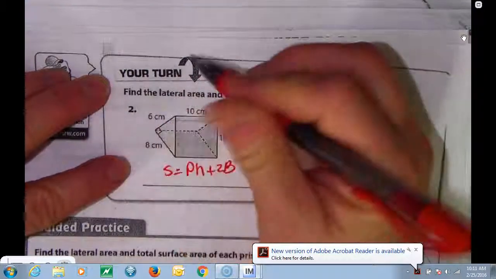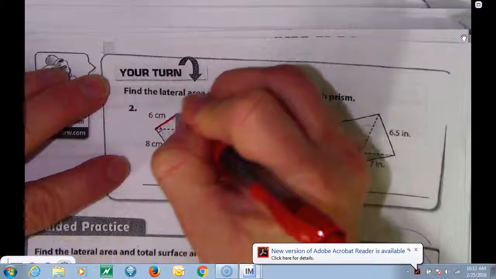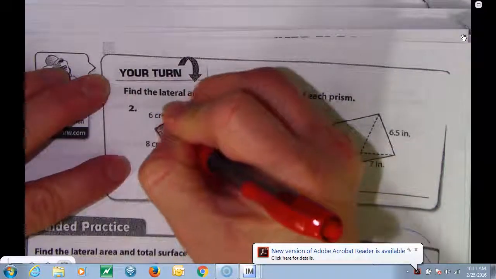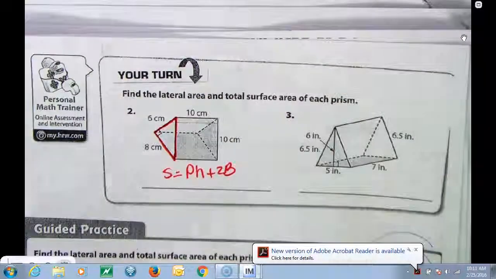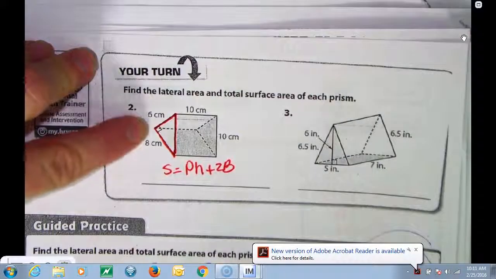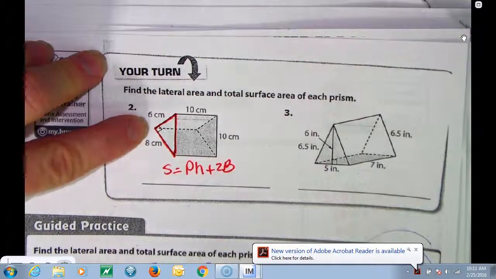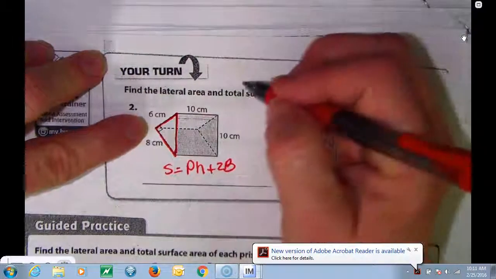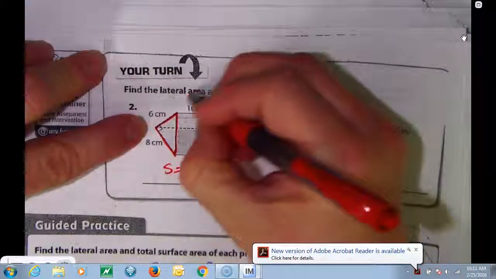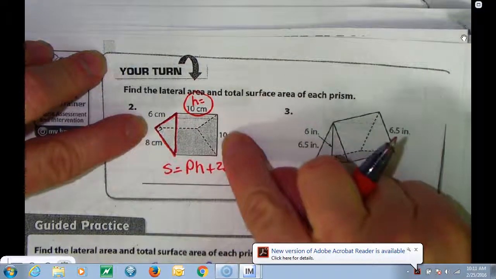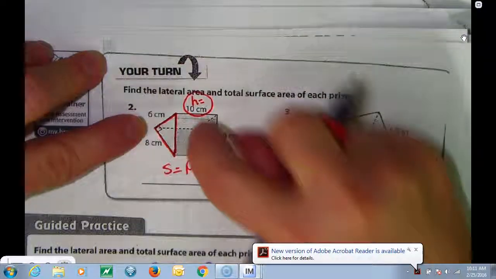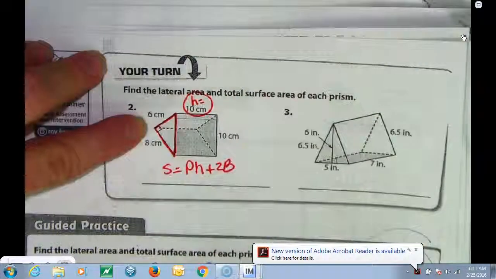Here's what I want to do. I want you to draw around that triangle. That's going to be our base. Instead of writing base there, let's just draw around it. That's our base. What is the height of this prism? This 10 right here. Not this 10. Not that 10. This 10 right there is the height of the prism.